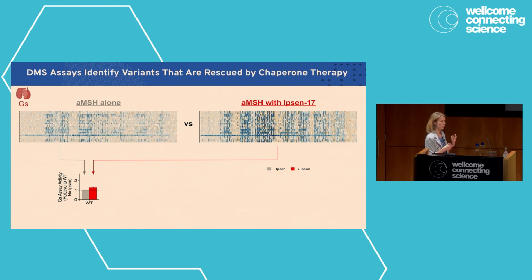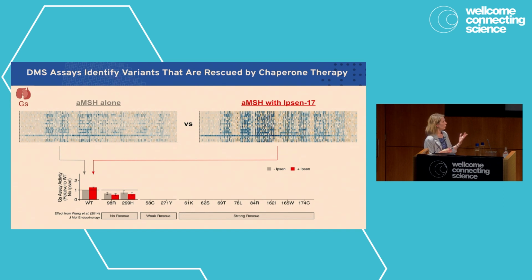One really nice confirmation that we're seeing something is that in the presence of Ipsin, the wild type actually has increased signal. That's a known effect. The chaperone is known to impact the wild type version of the protein and help it fold and therefore increase its signaling potential. We also wanted a little bit of confirmation that what we were seeing with DMS was real, and so we found a paper that had previously tested a panel of about 10 or 12 different variants with this particular chaperone, and they had classified them as having no rescue, weak rescue, or strong rescue.